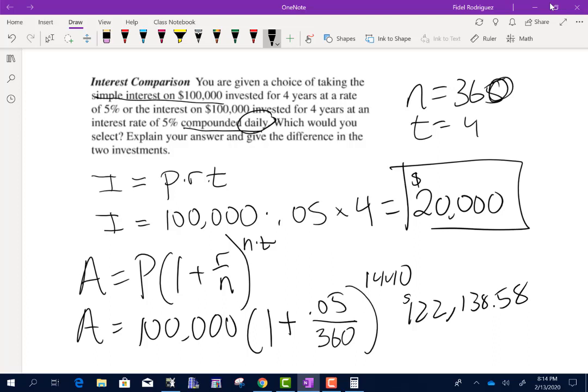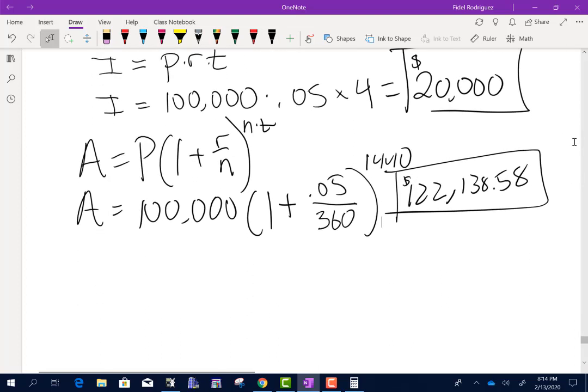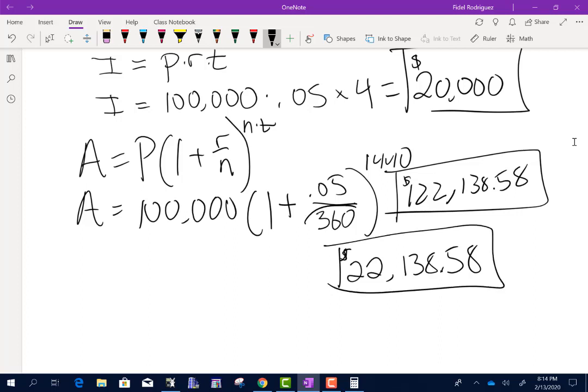But remember, we started off with 100 grand. So the amount of interest is going to be 22 grand, $138.58. Okay. So guys, just a real quick heads up. The reason I used the 360 was because of that banker's rule we did in 10.2. I don't remember if it asks. I'm guessing it's going to ask you to do that, but if it doesn't come out right, then go with 365. But that's sort of the idea.